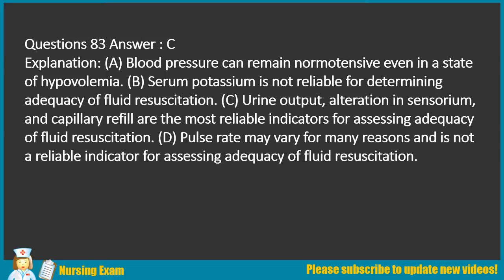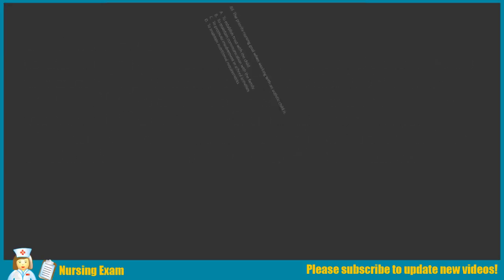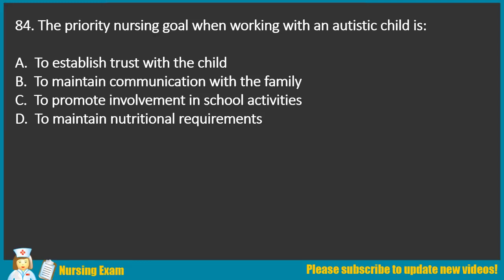D. Pulse rate may vary for many reasons and is not a reliable indicator for assessing adequacy of fluid resuscitation. Question 84. The priority nursing goal when working with an autistic child is: A. To establish trust with the child. B. To maintain communication with the family. C. To promote involvement in school activities. D. To maintain nutritional requirements.